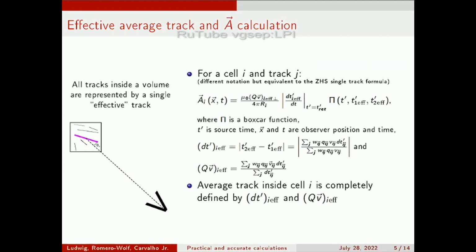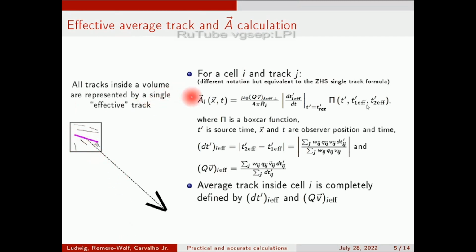Here is how we calculate the average or effective track inside that volume, and we calculate the contribution to the vector potential. As I said, all tracks inside that volume are represented by a single effective track. So if you have these tracks here, I have a track in purple here that is an effective track that takes into account all the tracks inside the volume. And then I do the calculation just once for the whole cell using that average track.